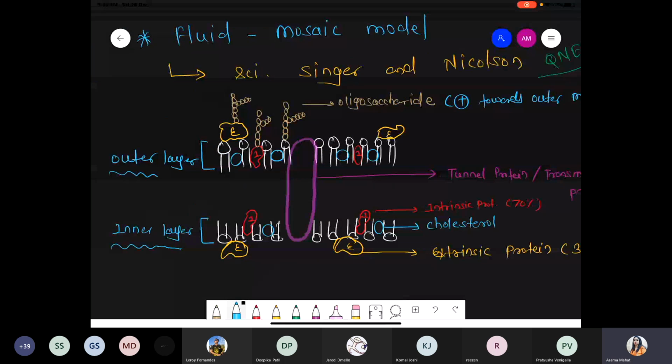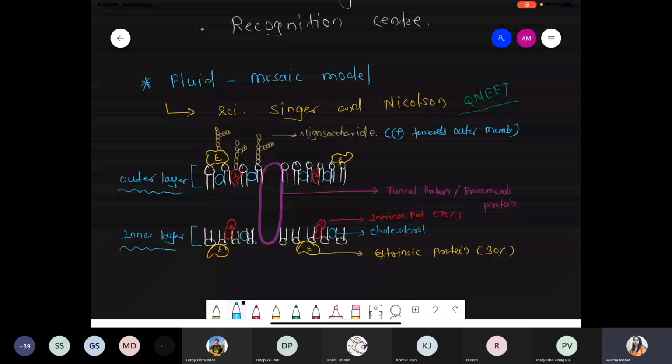Okay. So this is the very simple, very basic, most accepted model, the fluid mosaic model, where we draw the tunnel protein, and mention the extrinsic protein, intrinsic protein, cholesterol, and the most important thing, one question, the oligosaccharide, which is always and always present toward the outer side of the membrane. Okay, done.